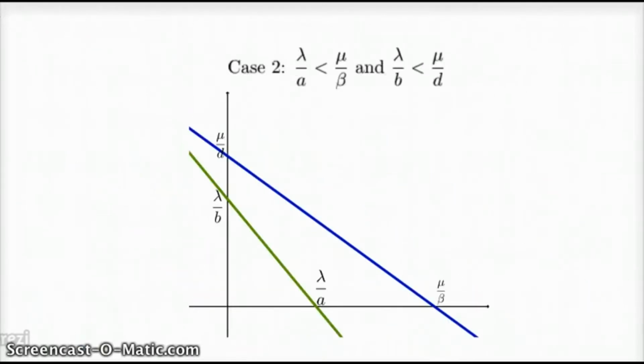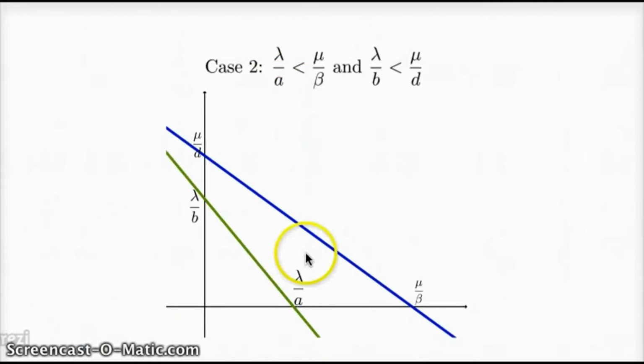Let's take a look at the second case. The second case is when lambda over a is less than mu over beta, together with lambda over b, here this intercept, being below mu over d. In this case, the intersection between these two lines doesn't happen in the first quadrant. It's suggested here by the sketch that these two lines will intersect somewhere in the second quadrant.